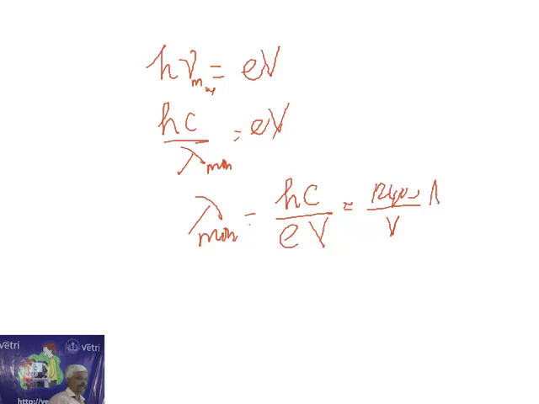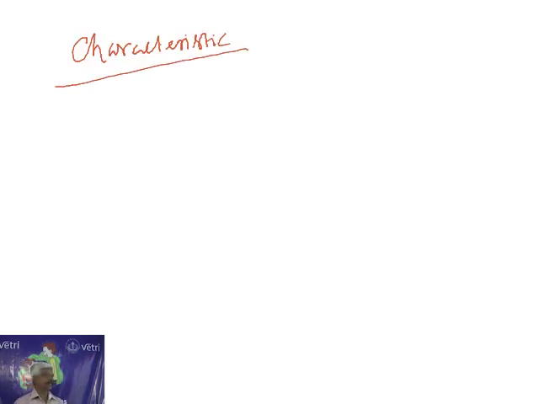So this is the minimum wavelength. From this wavelength up to infinity, we are getting a continuous background. Since we are getting the continuous background, they are called continuous X-ray. Similarly, characteristic X-ray. Why do we call this characteristic X-ray? This X-ray tells the character of the target element.